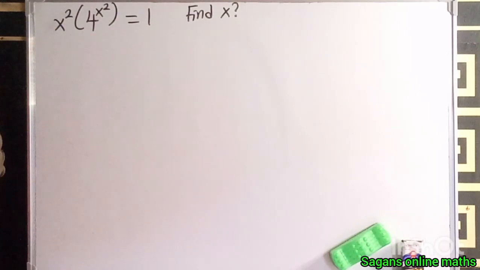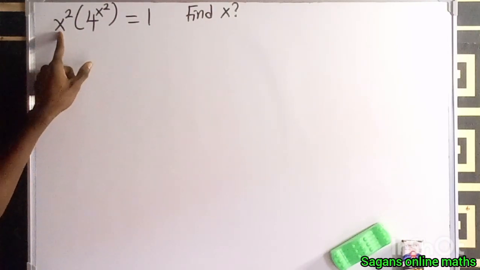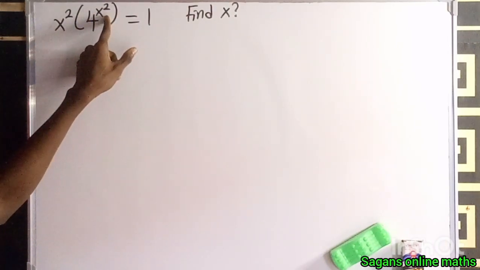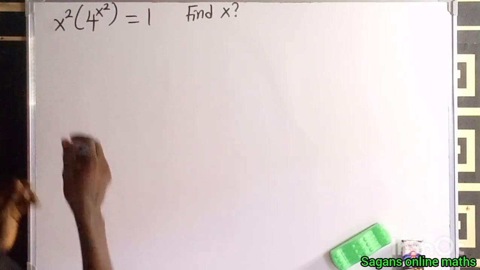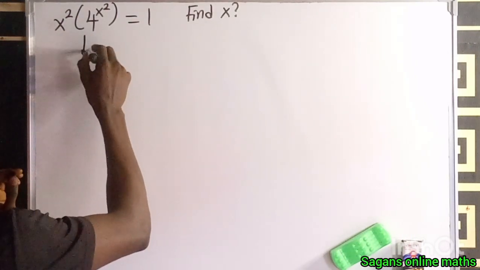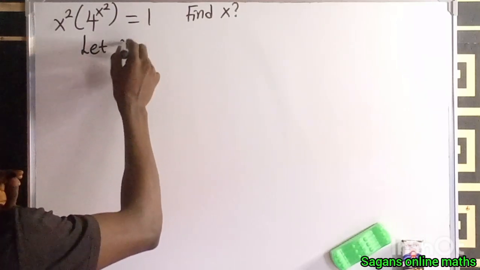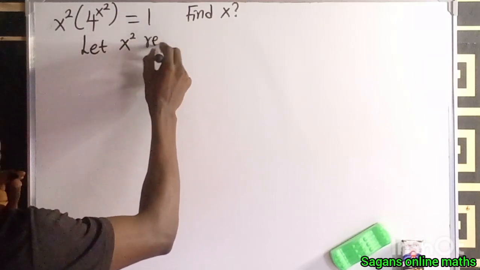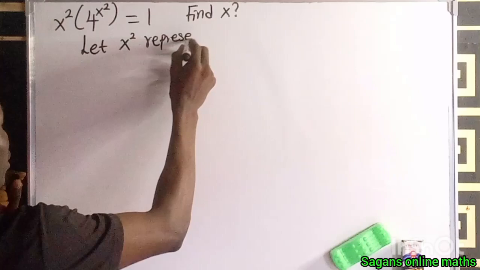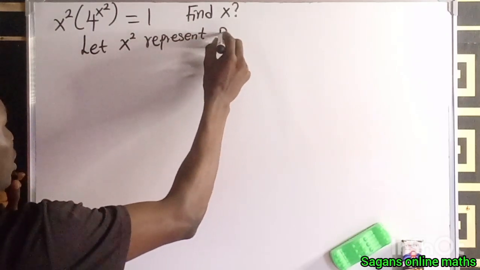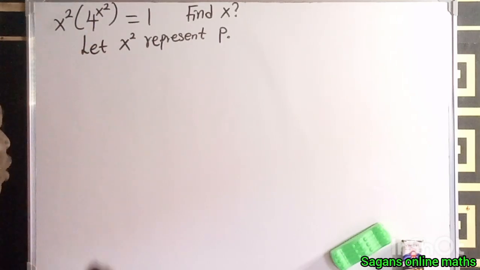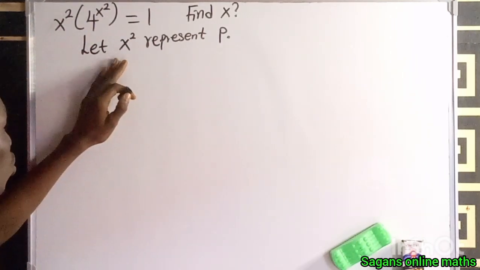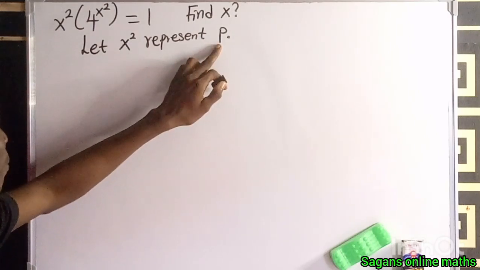At this point, we can observe that we have x squared here and also x squared as the exponent here. Now what are we going to do? We are not wrong in any way. We can let what is common, which is x squared, represent p. We are looking for a way so that this question can be easily solvable. So we are going to substitute p in place of x squared.